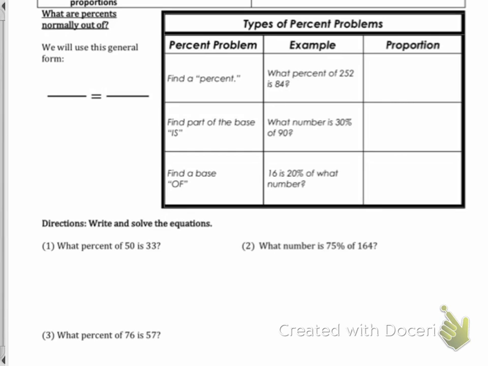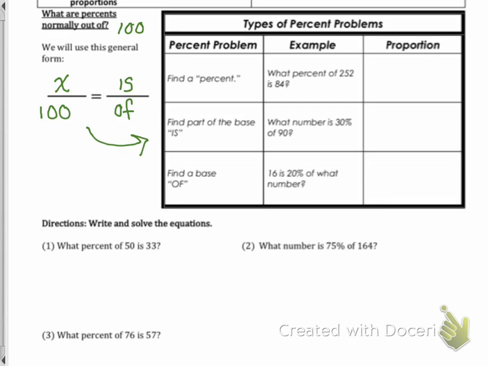So first of all, let's answer the question at the top. What are percents normally out of? Percent literally means out of 100, okay? So you can use this general form, so an unknown percent over 100. So that represents our percent equals is over of, and that may or may not sound familiar to you. Hopefully it does. So let's practice using this proportion over here in our chart.